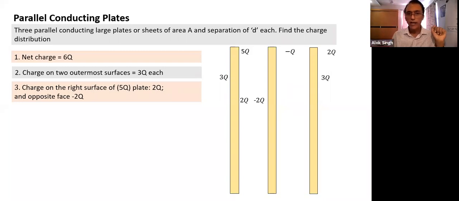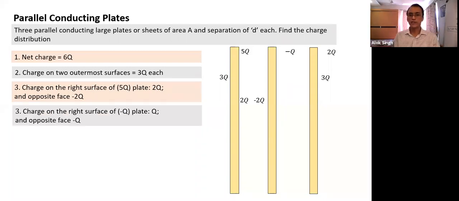Okay, and the charge on the right surface of the minus Q plate. What is the charge on the right surface? Again, I use the same principle. The charge on the left surface plus the right surface has to be minus Q. Since the left is already minus 2Q, the right has to be plus Q. Then only the total adds up to minus Q. So Q on opposite faces becomes minus Q.